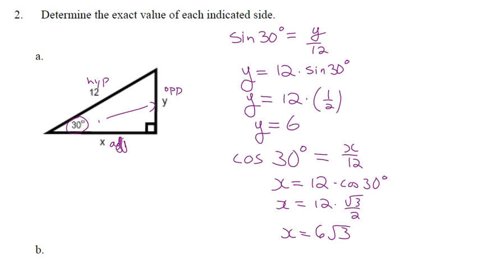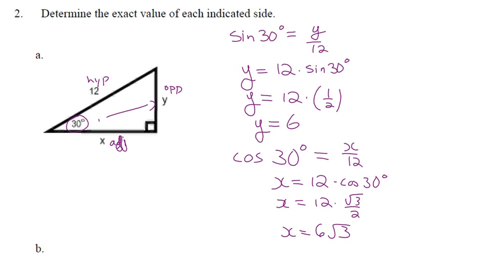Is 6 root 3 bigger than 12 or smaller than 12? Smaller, has to be. How do we know that? It's not the hypotenuse, right? The hypotenuse is the longest side, and that is not the hypotenuse, so it's not the longest side. Questions on A?